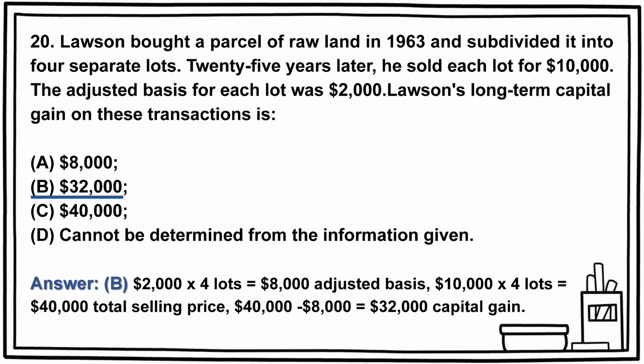Answer: B. $2,000 times 4 lots equals $8,000 adjusted basis, $10,000 times 4 lots equals $40,000 total selling price, $40,000 minus $8,000 equals $32,000 capital gain.